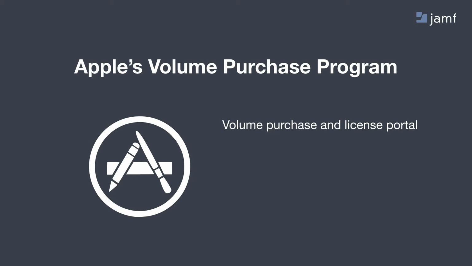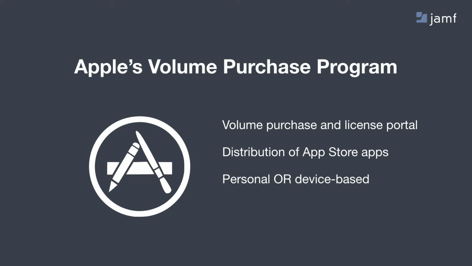And this is just a way to purchase and license apps in an online portal. And you can distribute those apps as well, too. You can distribute them either as a personal app, so tied to someone's Apple ID, or you can make it device-based. And if you do it device-based, that means it's independent of an Apple ID altogether. So those are the three programs, right? MDM, the framework. You've got DEP for deploying Macs and VPP for deploying software.